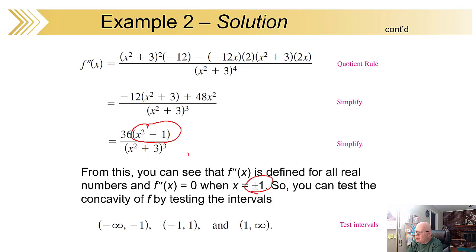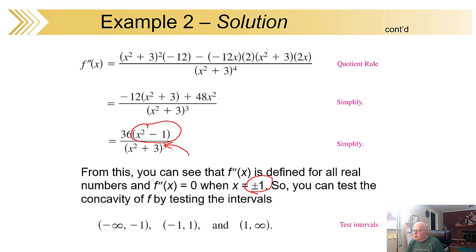Now, if you look at the denominator, you've got a number that's squared, so that's positive. Add it to 3. This denominator is never going to be 0, so you don't have to worry about it being undefined. So we've got 3 test intervals: negative infinity to the first of those numbers, between those two, and from 1 to positive infinity.